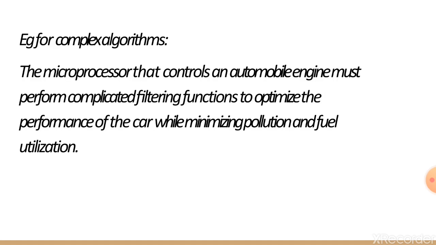An example for complex algorithm is the microprocessor that controls an automobile engine, which must perform complicated filtering functions to optimize the performance of the car while minimizing pollution and fuel utilization. The main purpose of this microprocessor is to control the pollution and the fuel utilization. If this performance is not achieved, then it should be replaced or some other method taken.